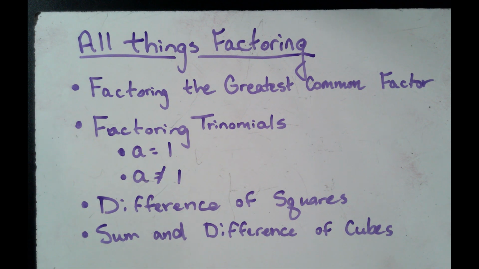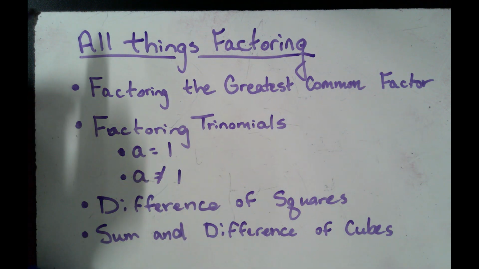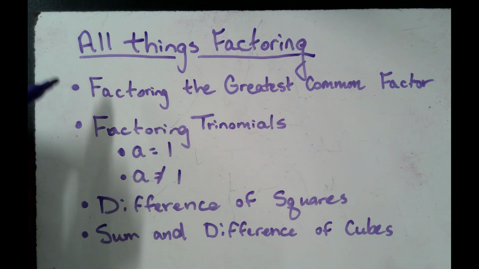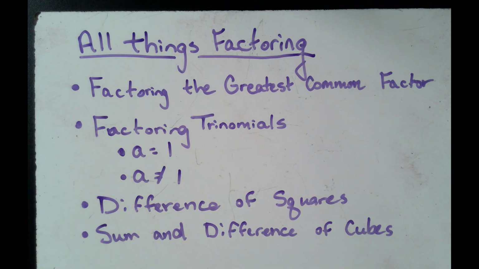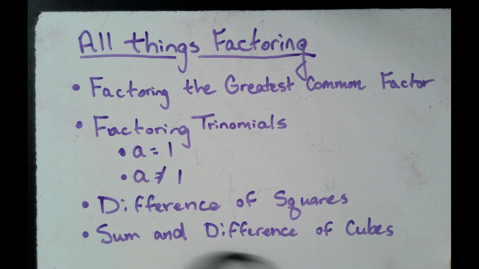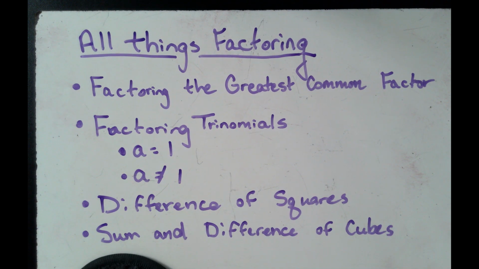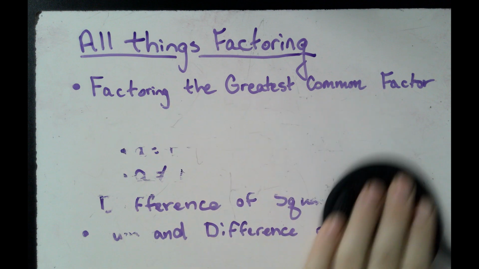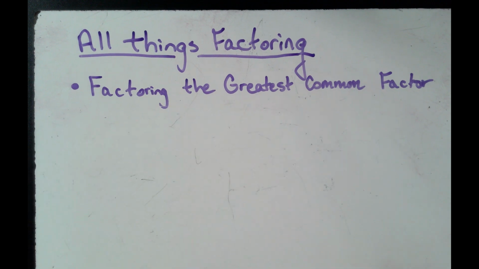All right, we're going to start off by looking at all things factoring. We've got four different techniques that we're going to look at, one being the greatest common factor, then factoring trinomials, either a equals 1 or a does not equal 1. We'll look at difference of squares and the sum and difference of cubes. So let's start off here factoring the greatest common factor.